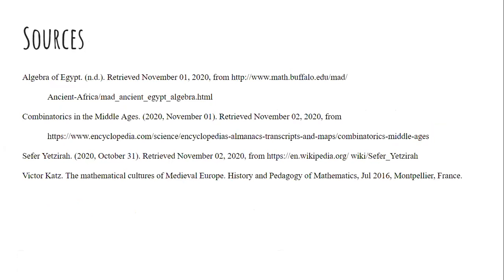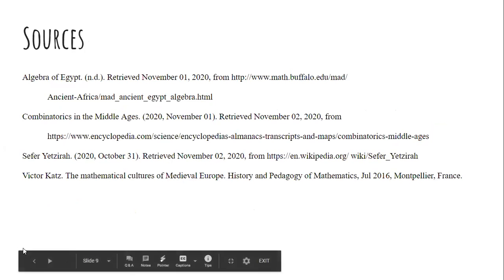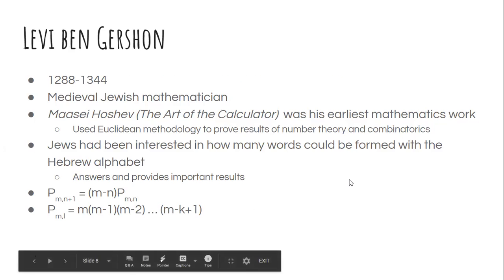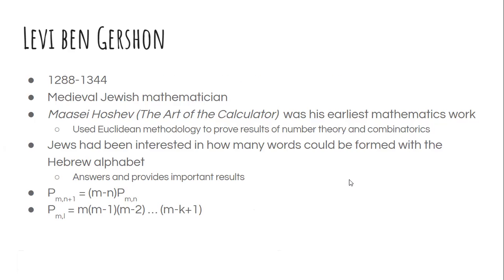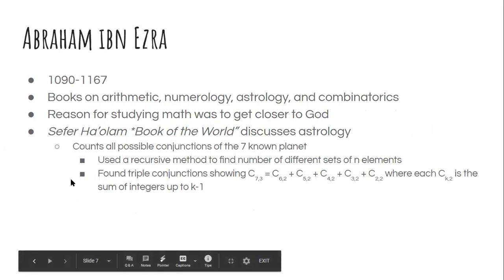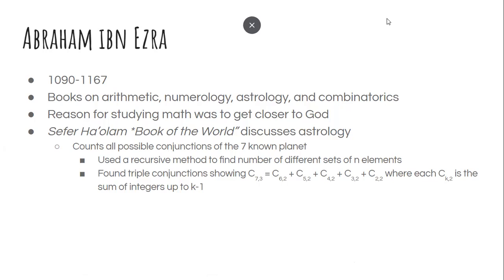So that is pretty much it. Then these are my sources. So you guys learned a little bit about combinatorics. If you didn't already know, I have a little bit of a background on that, but I got into more of the specifics with the different books and the different people, Ben Gershon as well as Abraham Ibn Ezra. So I hope you guys learned a little bit about combinatorics in the Middle Ages, and that is all.